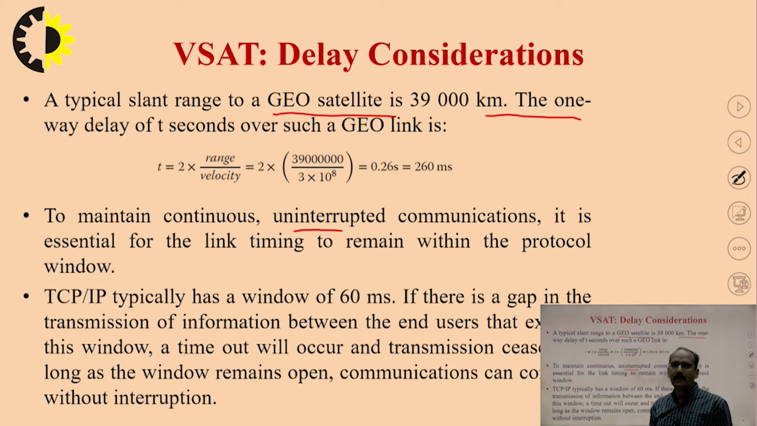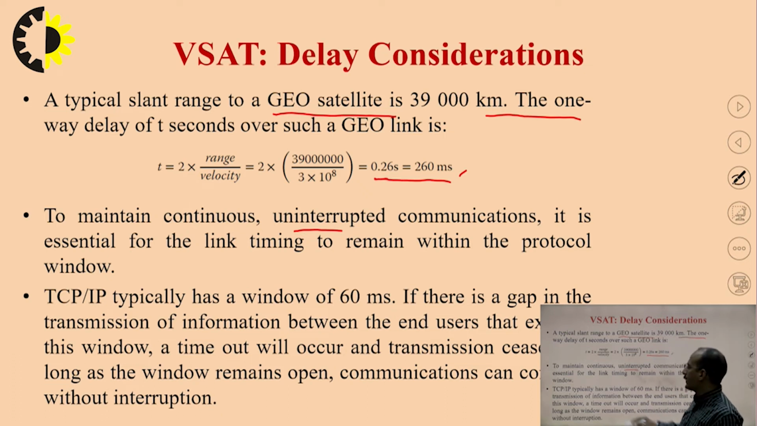The velocity is equivalent to the EM wave velocity, that is 3 x 10^8 m/s, and the time taken is twice that complete time. So that comes to around 0.26 second, meaning 260 milliseconds. So every VSAT has a delay of 260 milliseconds.